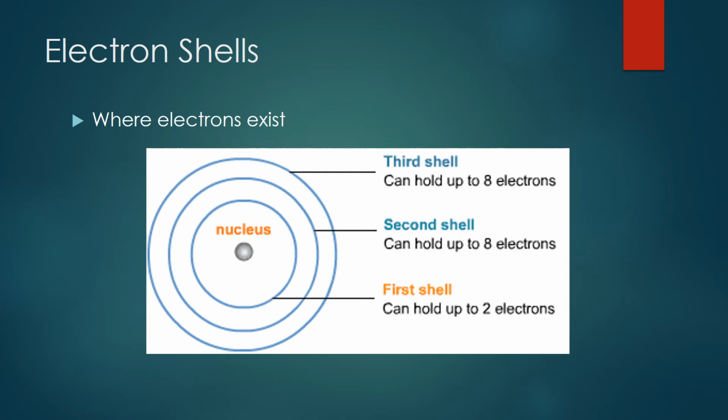The innermost shell, which we will call the first shell, can hold up to 2 electrons. It can hold 0, it can hold 1, or it can hold 2. The second shell, second away from the nucleus of this atom, can hold up to 8 electrons. And the third shell out can also hold up to 8 electrons. More shells may exist, and we're not going to think about them much.